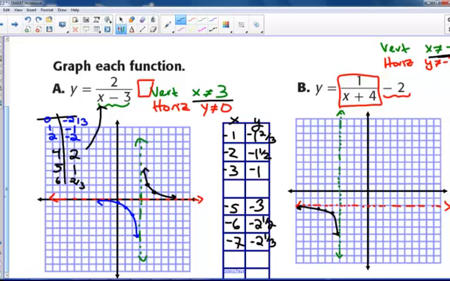-3 is -1. -2 is -1.5. -1 is -1 2/3, -1.6. So this one is going to be right here. So that's the graph of that rational function.